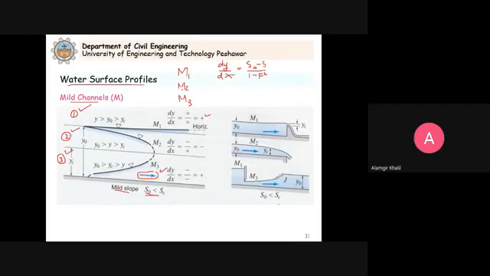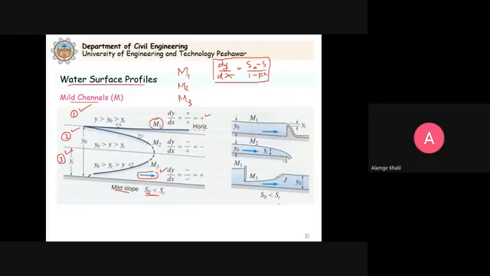Now to determine that this M1 will be increasing or decreasing, how do you know? This M2 is increasing or decreasing along the channel, how do we know? This M3 is increasing or decreasing along the channel, how do we know? We get the idea from this dynamic equation of gradually varied flow. So we qualitatively determine that it will increase or decrease in the direction of flow. So let us consider only one example. You can do it yourself for the other. Let us consider this M1 profile.